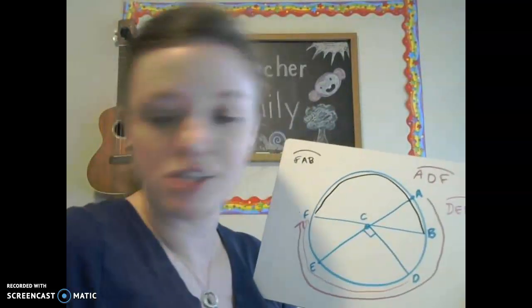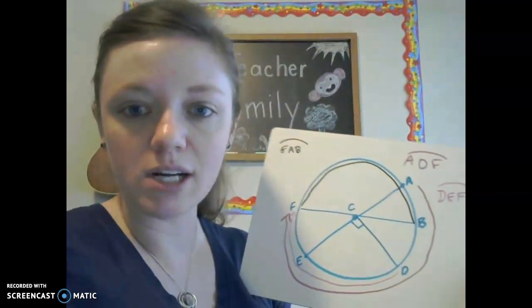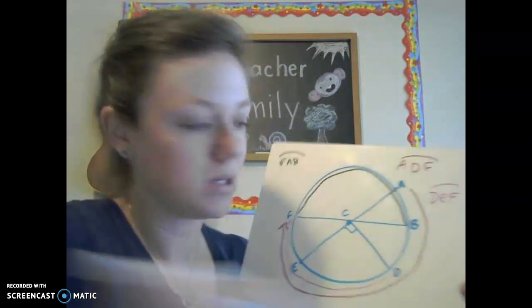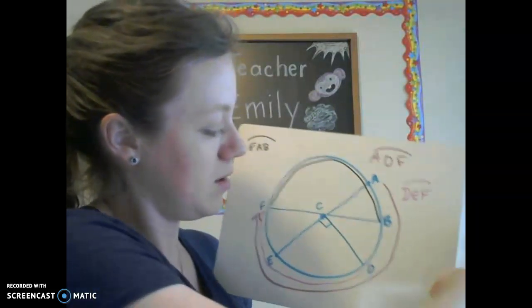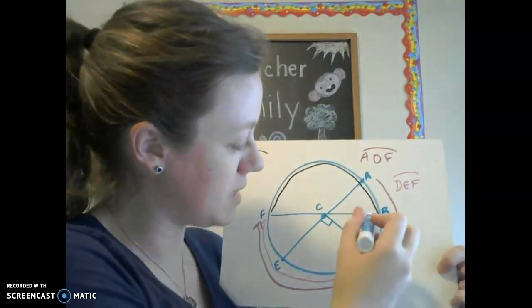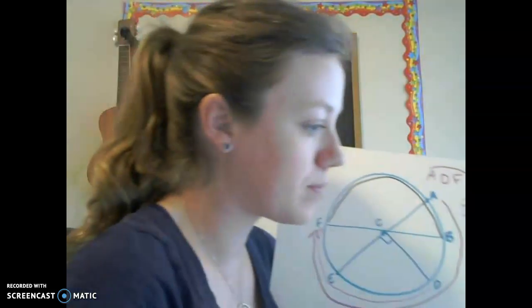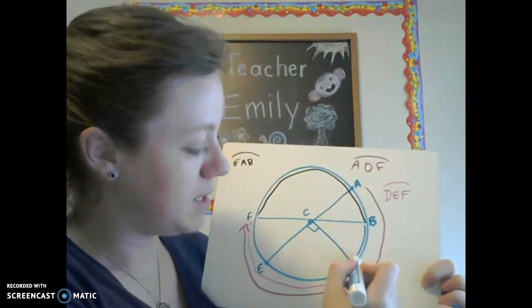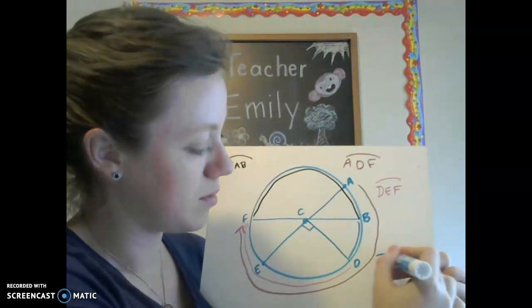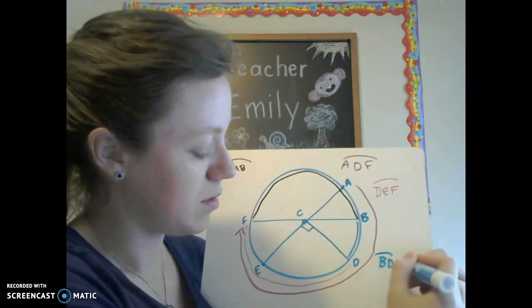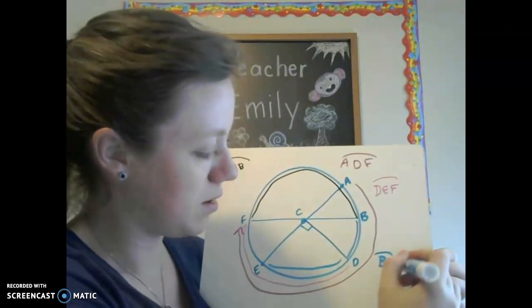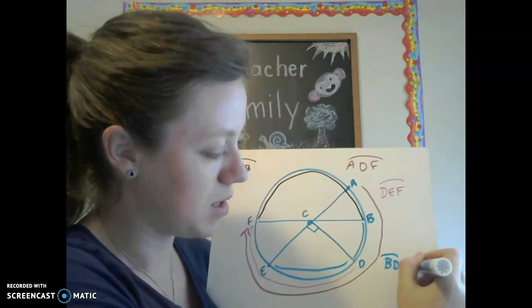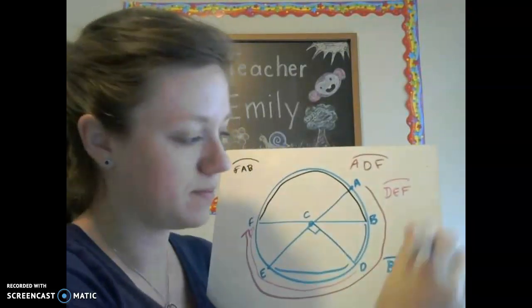A pair of adjacent arcs. Adjacent arcs are side by side. So let's say, there's also lots of those, but we can say pair of adjacent arcs. So let's say B to D and D to E are adjacent arcs. They share one side.